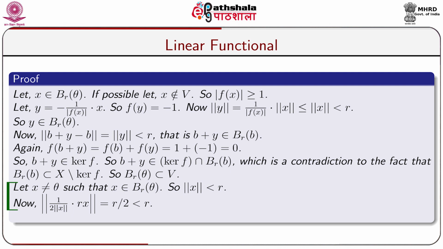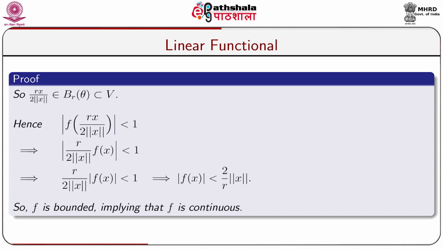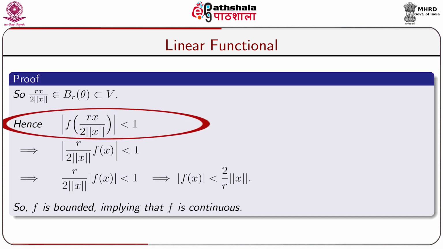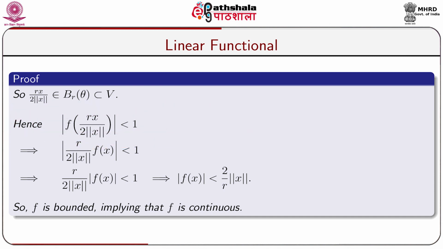Let us take x a non-zero element such that x belongs to B_r(θ). So, norm of x is strictly less than r. Now, norm of (1/2)(1/norm x)(r x) is equal to r by 2, which is again less than r, because r by 2 is less than r. So, r x by 2 norm x belongs to B_r(θ), which lies entirely in V, and hence modulus of f of (r x by 2 norm x) is strictly less than 1.